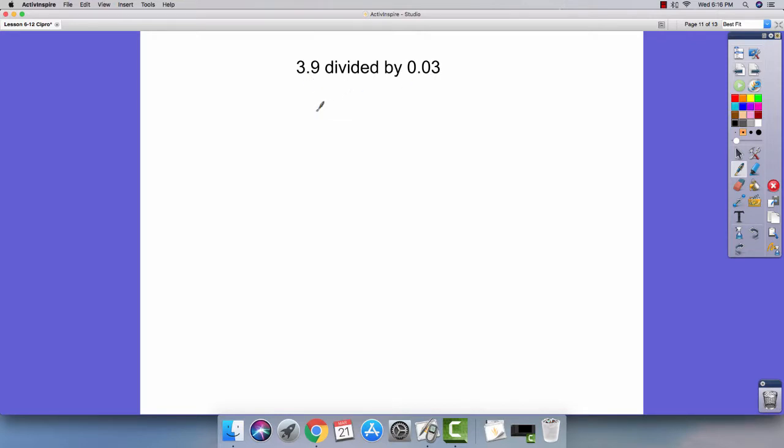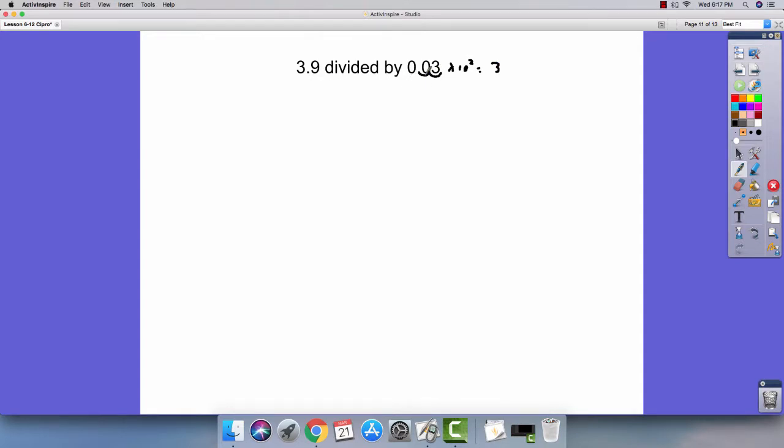So again, my first step is to make an equivalent problem because I want my divisor to be a whole number. So I need to think, how many times does my decimal point need to move? Or I need to multiply 300ths by 10 to the what power to get to a whole number? Well, I can see that it needs to move 2 times. So I can multiply 300ths times 10 to the second power to get 3.